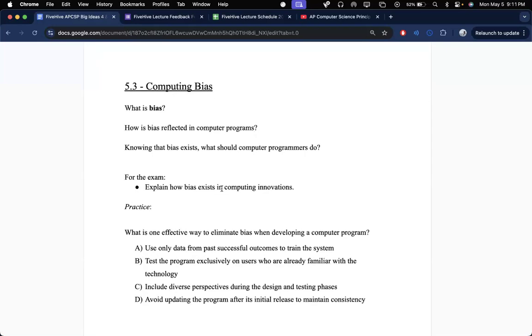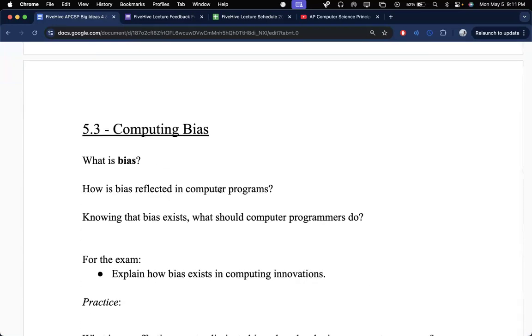So, computing bias. Let's see. So real quick, what is bias? You guys had to define it. Yeah, it's when one group is treated preferentially over another, right? It's favoring one side due to emotional or personal preference, be it accidental or purposeful, absolutely. This is a little bit more common sense, so you guys pretty much nailed it right on that.